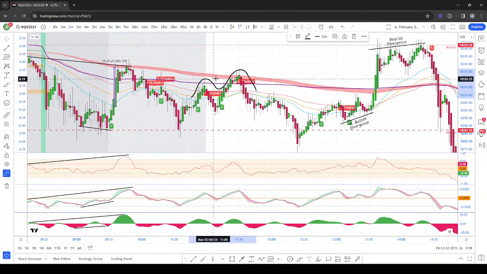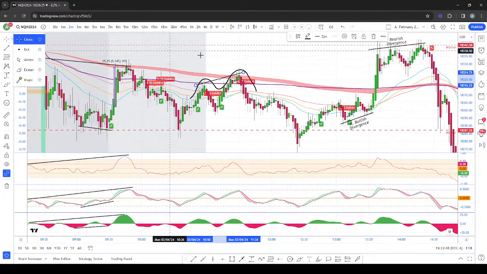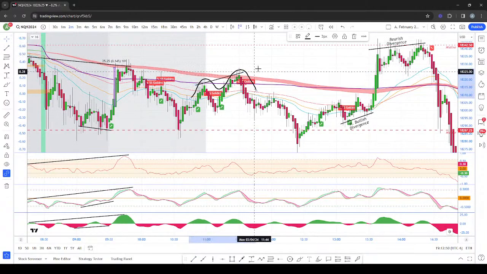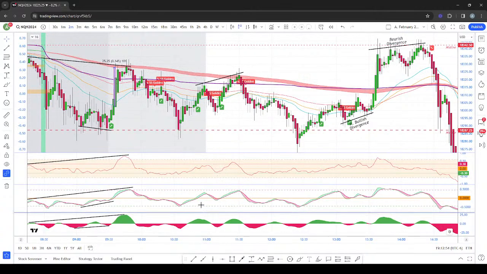So right in here, what do we have? Okay, I'll just make my mark in here, and I'm going to remove this not to get too confusing.